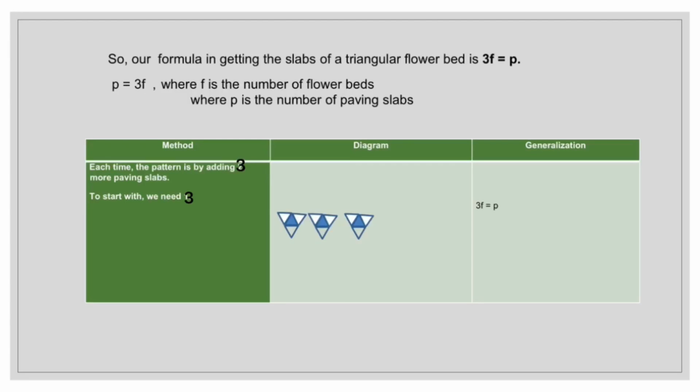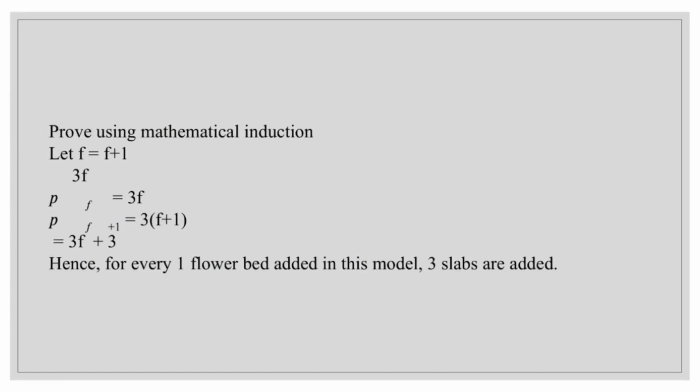So, pinakita din dito sa diagram and sa ating generalization, which is P is equal to 3F. Then prove using mathematical induction. Let f is equal to f plus 1. So yung 3f natin, yun yung formula natin. And then p sub f is equal to 3f. Since yung f natin is equal to f plus 1, magiging p sub f plus 1 is equal to 3 quantity f plus 1. So our final answer is 3f plus 3.